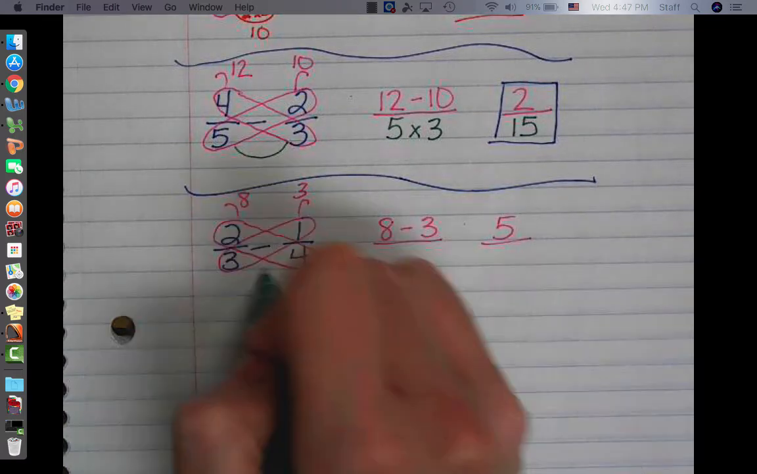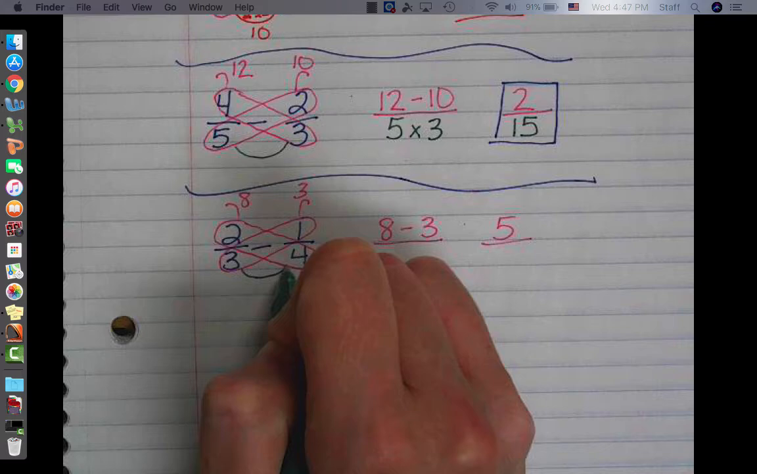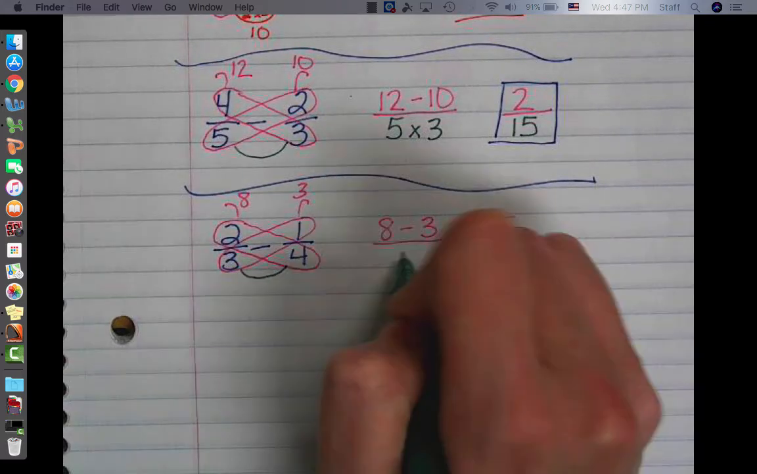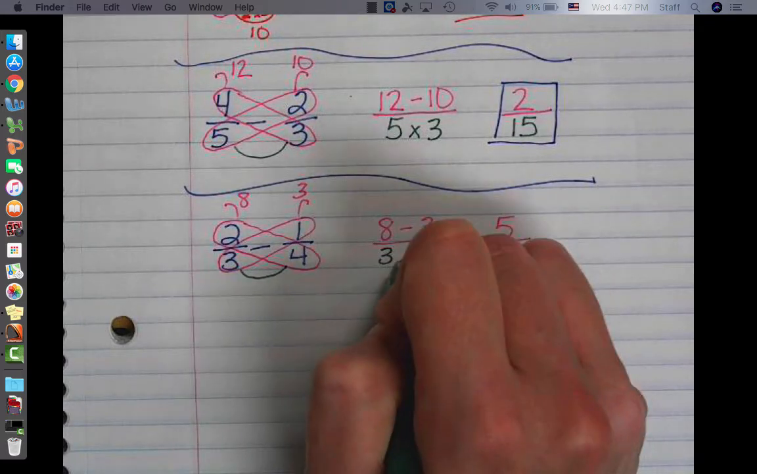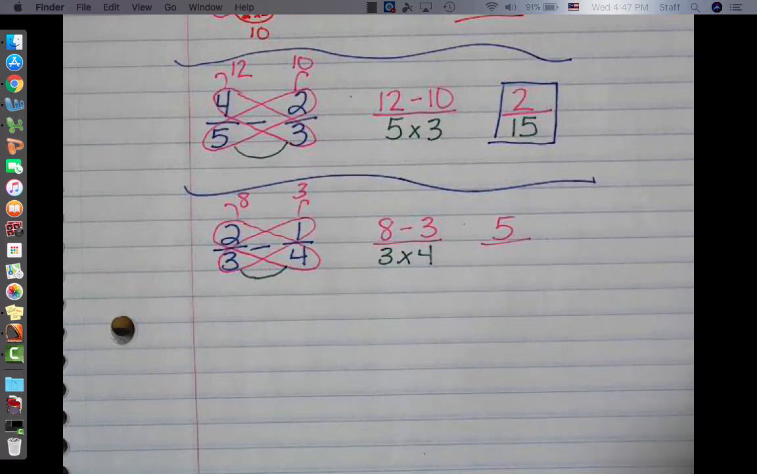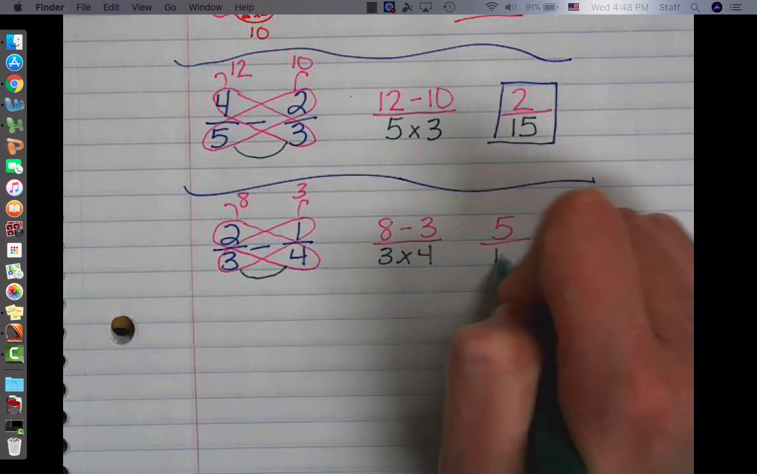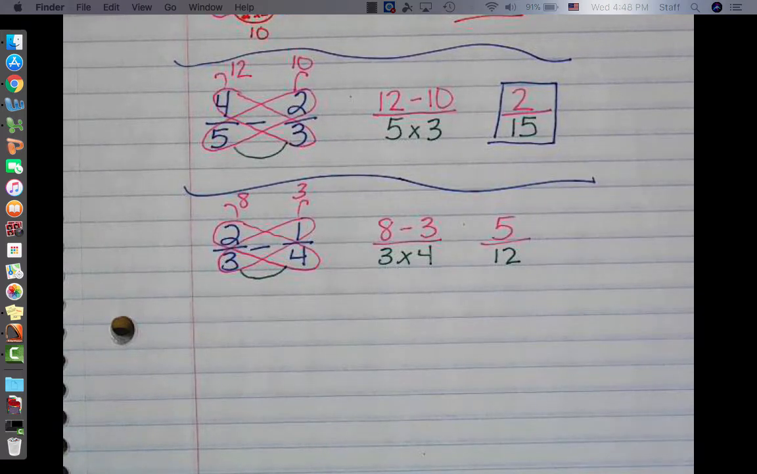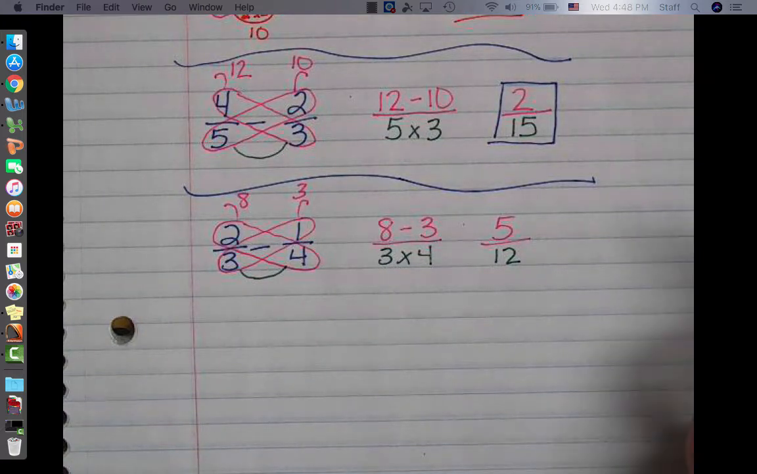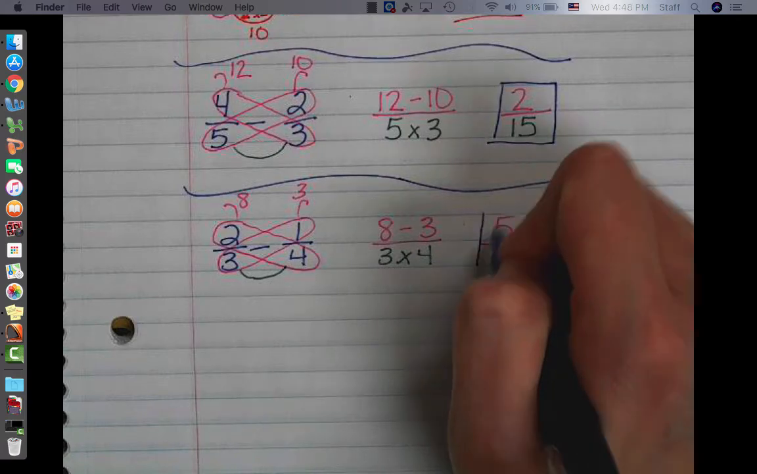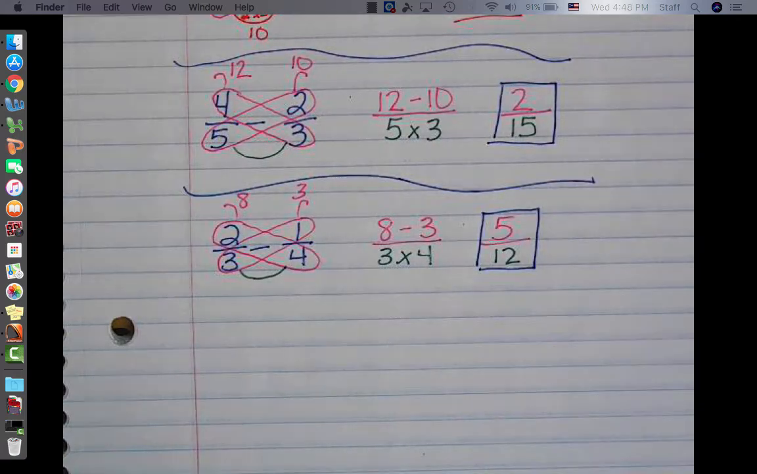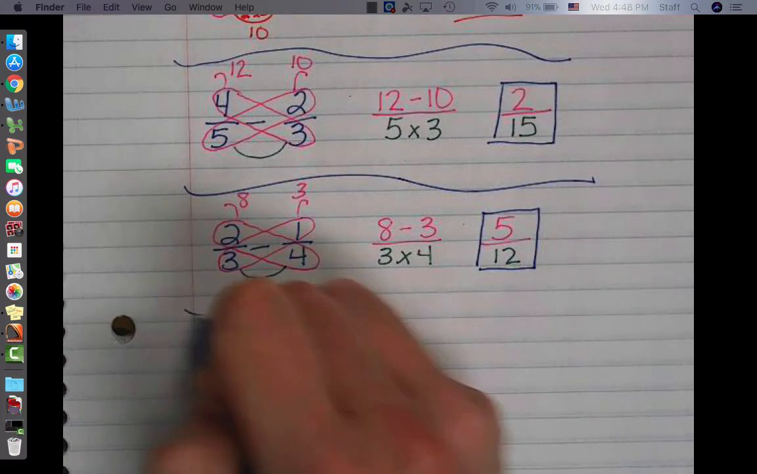Okay, denominator, we're going to multiply our two denominators, which is 3 and 4. So we multiply those two, and we end up with 12. Can we simplify that at all? No, we cannot. So our answer ends up being 5/12. All right.